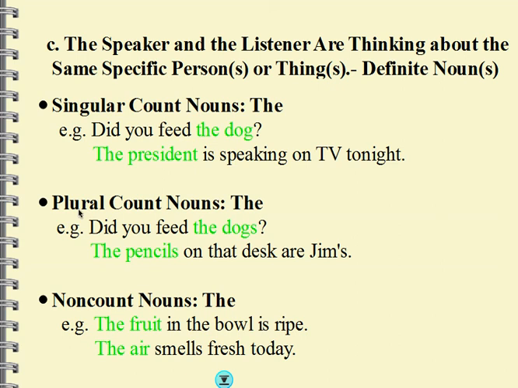When I have plural count nouns, I use the article the. Example, did you feed the dogs? The pencils on that desk are Jim's. And when I have non-count nouns, again the article the is used. Example, the fruit in the bowl is ripe. The air smells fresh today.